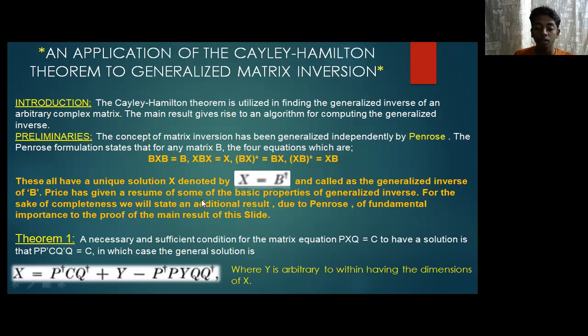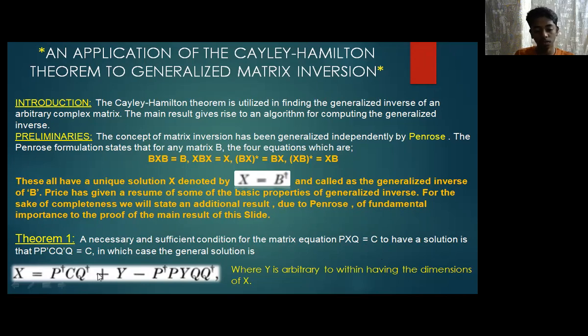Price has given a resume of some basic properties of the generalized inverse. So we'll discuss fundamentals and theorems and proofs in this slide. According to theorem 1, a necessary and sufficient condition for the matrix equation PXQ is equal to C to have a solution is P P inverse C Q inverse Q is equal to C, in which case the general solution is this equation, as we can see here.